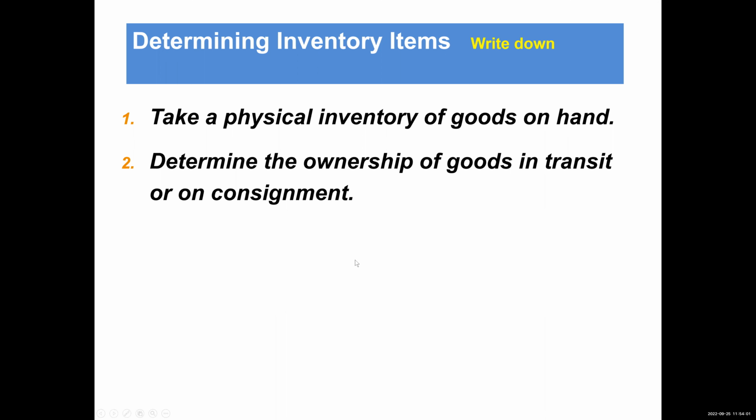Goods in transit would include goods that are in transit, like on a truck or something. You've paid the freight, so it's yours. Even though it's not at your place of business, you own it and you need to put it into your inventory. On consignment means that you're giving your inventory to have somebody else sell. Even though it's another location, it's still your inventory, and you would include it in your inventory count.